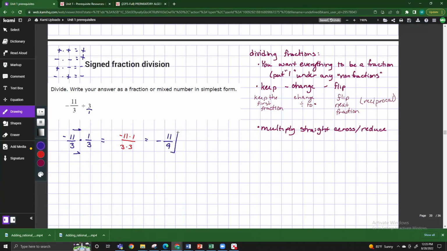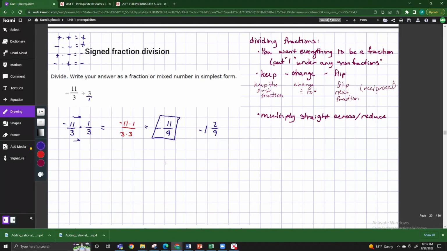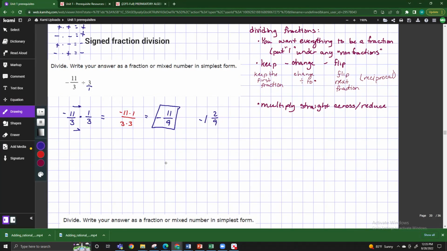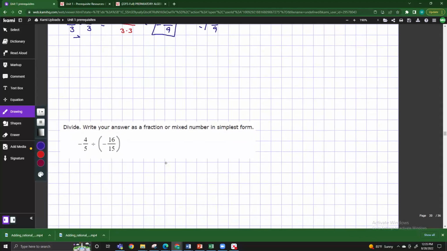They do not tell you to make it a mixed number. I would leave it as is. Or if you want to make it a mixed number, it will be a negative. 9 goes into 11 one time, and there will be 2 left over with 9. But like I said, I like the improper fractions much better than the mixed numbers. They are easier to work with when we do other stuff with them. You don't have to change them back. So math-wise, they work easier.